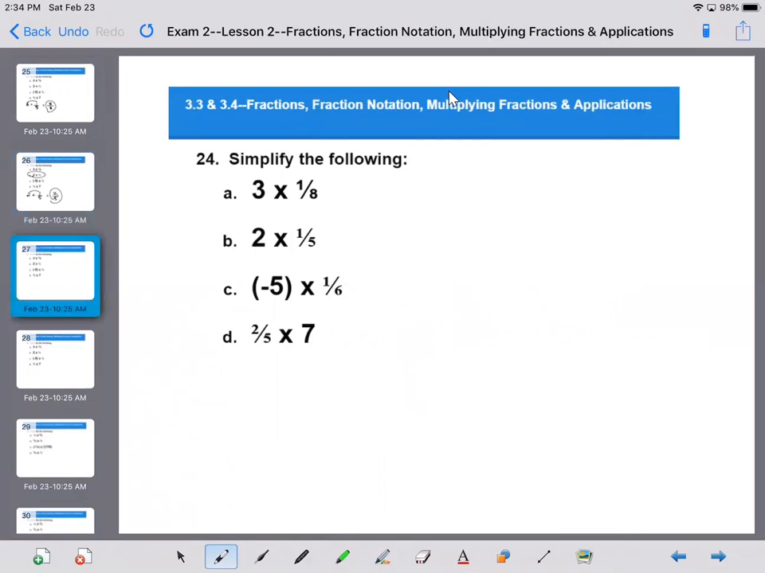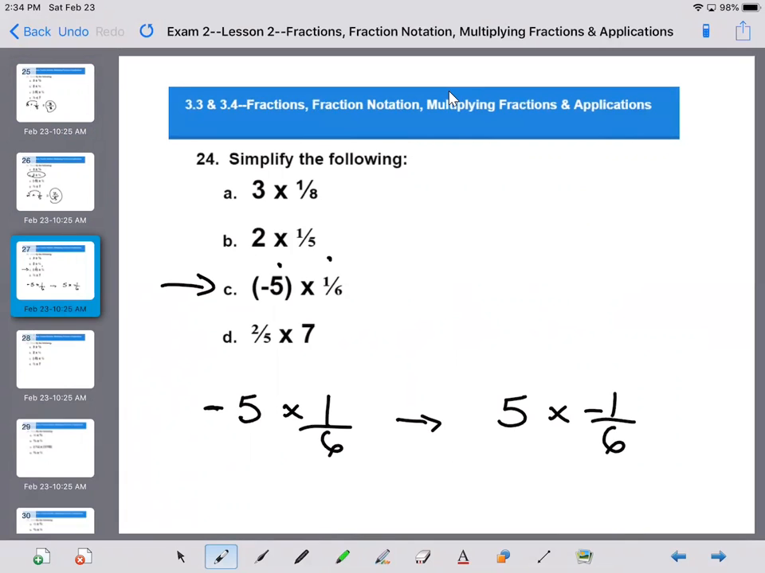Here, this has a negative. That's okay, because what's a negative times a positive? We know the answer is going to be negative. And we would have -5 multiplied by 1/6. And we could flip this around if we wanted to. We could say 5 times -1/6 if we wanted to think about, well, there's 5 groups of -1/6, so we know the answer would be negative. And 5 times 1 is 5, denominator of 6.